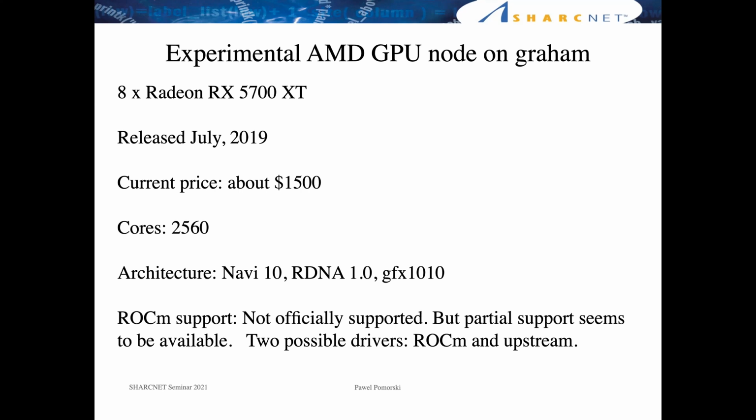These were released in July 2019. They are relatively new. They are high-end gaming cards. I just checked their price online right now, and of course, GPU prices have gone up, and they are each about $1,500, so they are pretty pricey. They offer 2,560 cores, and these are gaming cards, so single precision only, double precision will not do well there. And the architecture is Navi 10 and RDNA, as you would expect for the latest gaming cards.